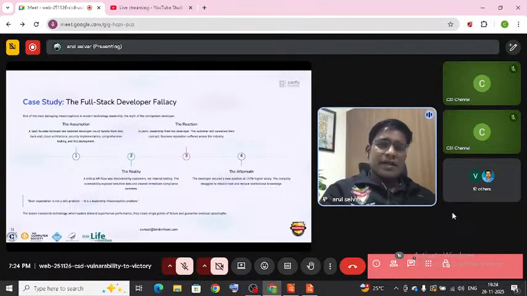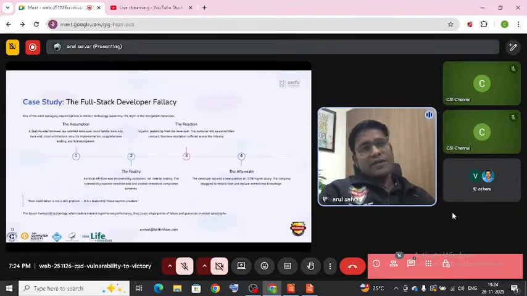And the product was built and delivered to the customer. And the CXO's mindset, the founder's mindset, is: I have hired the full stack developer. It means they know development, testing, security, deployment, cloud management and all. So they should handle everything, because I'm paying a premium. That is the mindset they have.